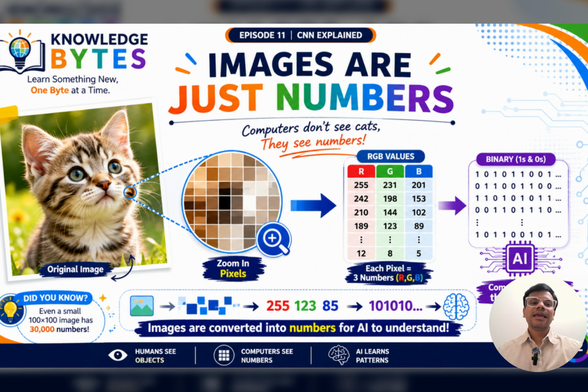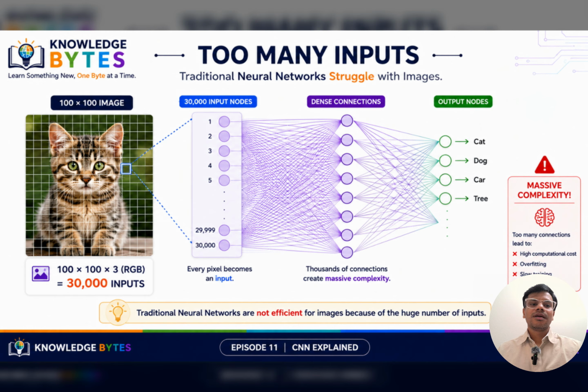So when an AI looks at a cat image, it does not see a cat. It sees a matrix of numbers. The challenge is converting those numbers into meaningful information. That's where CNN helps. Now, you might ask, why can't we use a normal neural network?